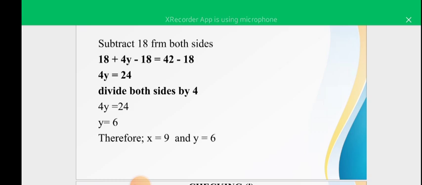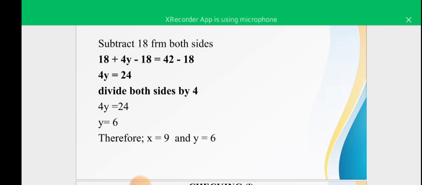So 18 minus 18 is 0, and on the left hand side, 4y will remain. And it's equal to 42 minus 18 is 24. So we divide both sides by 4 to find the value of y. 4y over 4 is equal to 24 over 4. So therefore y is equal to 6. Finally, the value of x is 9 and the value of y is 6. That is the end of this example.